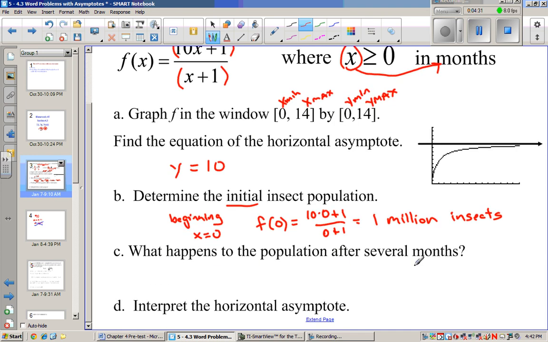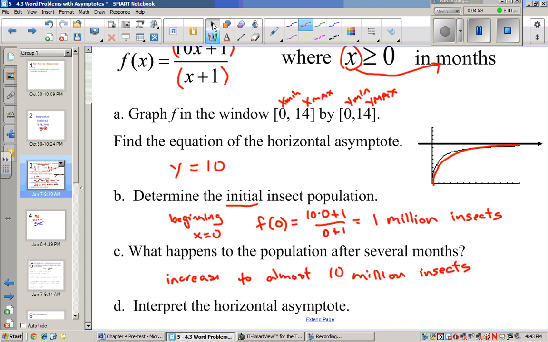And what happens after several months? Well, let's look at our graph. It's going up. So my population increases to almost 10 million insects. Remember this 10 we got here? That's what it's increasing to, but it's not 10 insects, it's 10 million insects. The last step asks me to interpret the horizontal asymptote.